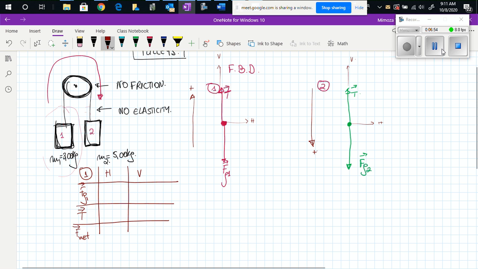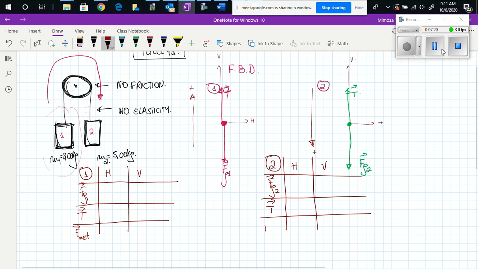One more thing that I want to emphasize here is that we are building the table of components for both objects. So object 1 and object 2, horizontal and vertical. And then we have force of gravity 2, tension, force net.